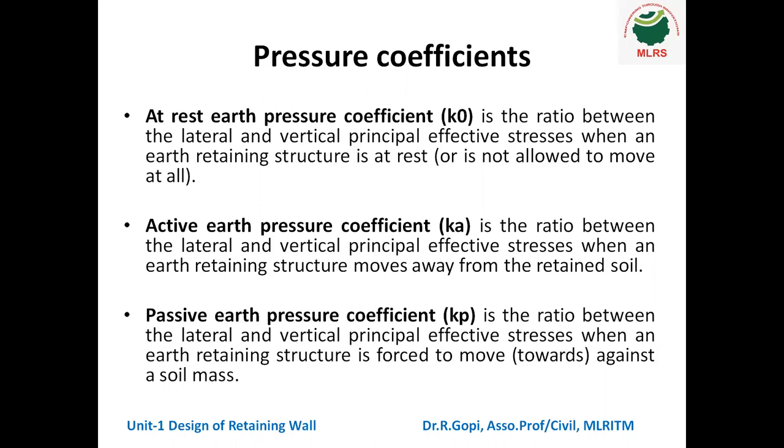In the case of a retaining wall, it is the ratio between the lateral and vertical principal effective stress, when an earth retaining structure is at rest or is not allowed to move at all. Lateral means horizontal, so it is the ratio of horizontal to vertical principal effective stress.